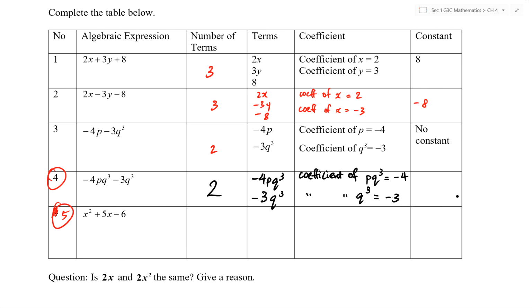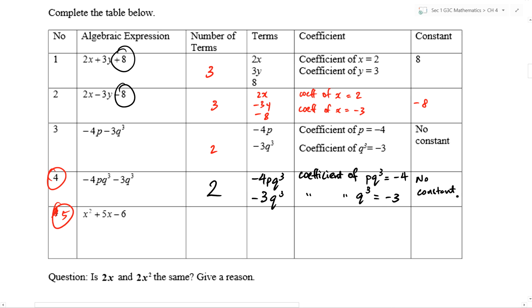What is the constant term? Oh, there's no constant term. A constant looks like this: a number by itself. If I really want to squeeze out a constant, the constant is 0, which is the same as no constant. Right? So I don't bother writing it.